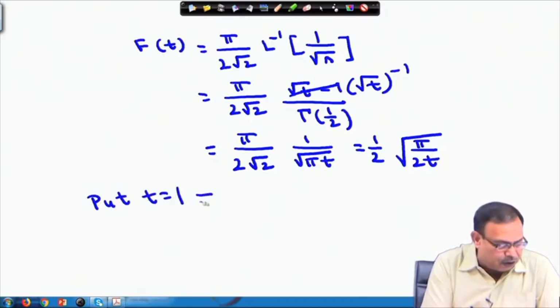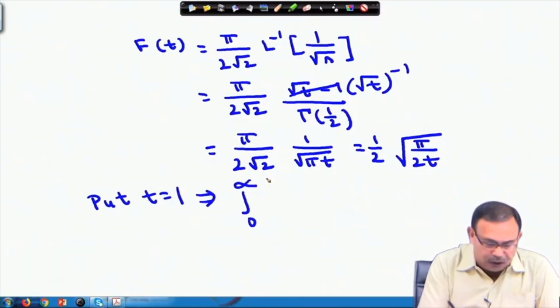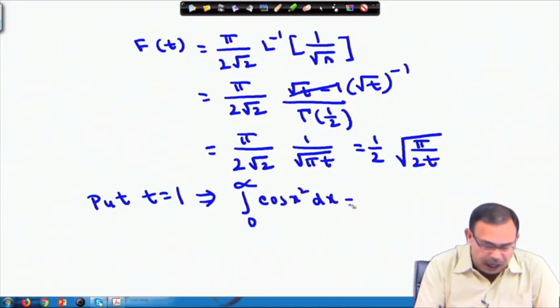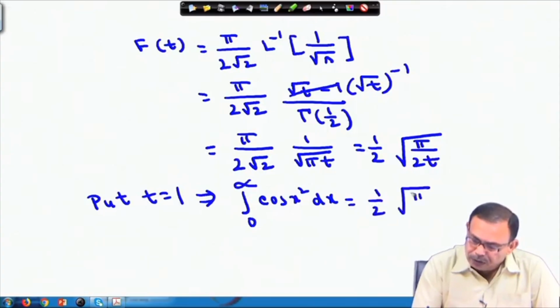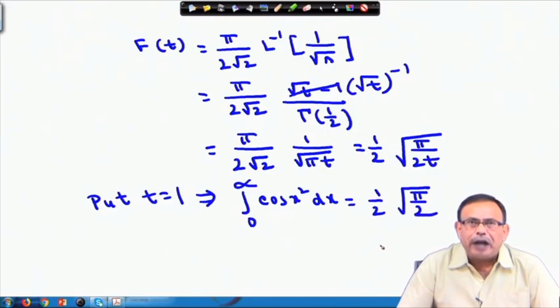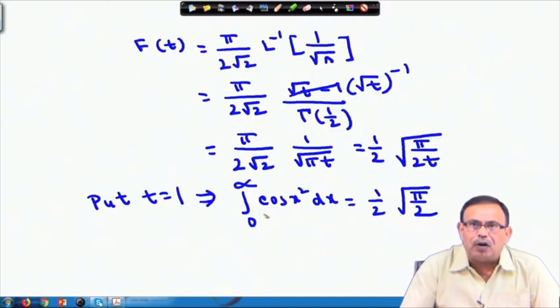Once I am putting t equals 1, then my integral will become, instead of cos of t x square, cos of x square dx, and this equals half into root over pi by 2. So, at t equals 1, I am getting the value of my original integral, 0 to infinity cos of x square dx, equal to half into root over pi by 2. In this way, I can evaluate the value of some integrals also using the concept of Laplace transform, the convolution theorem, and I can use other properties of Laplace transform. Okay, thank you.